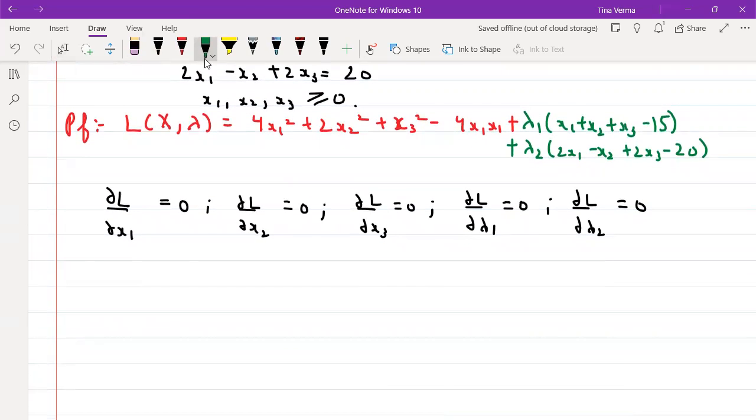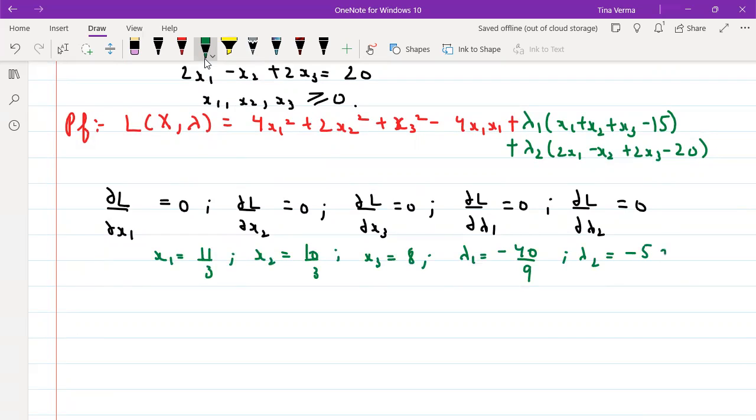When you solve these equations, you get x1 equal to 11 by 3, x2 equal to 10 by 3, x3 equal to 8, lambda 1 equal to minus 40 by 9, and lambda 2 equal to minus 52 by 9. Next step is to construct the Hessian bordered matrix.